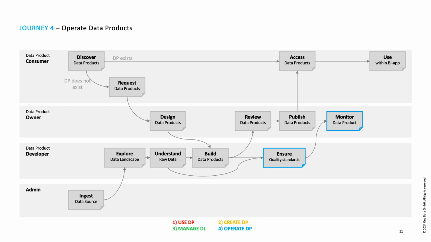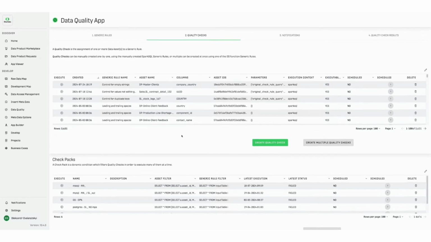This video shows how to create multiple quality checks for several columns within different data assets and automatically execute them with check packs. As already seen in a previous video, each single quality check is defined by a rule that is applied to a column within a specific data asset.